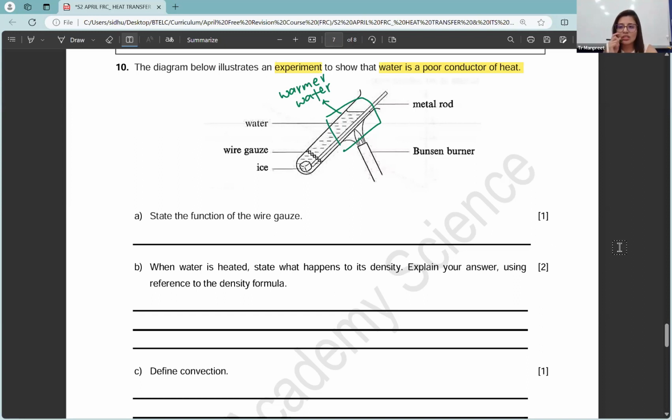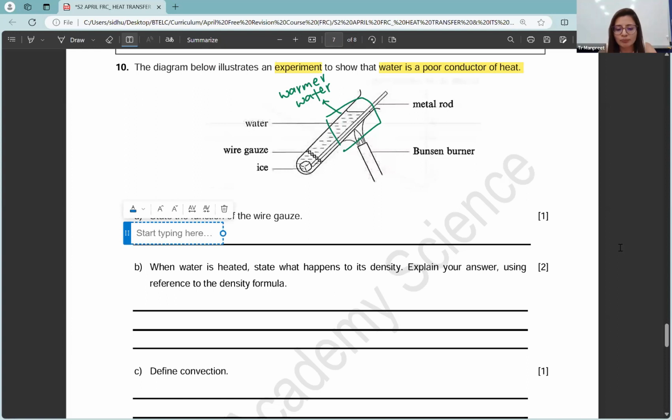Now, ice. What do you understand about ice? Ice floats. But here, the ice sinks. Okay? So when you have a gauze, it's actually like a little layer of covering. I'm sure you have seen a wire gauze. It doesn't allow the ice to go through because the little holes are actually quite small. So the ice cannot go through.